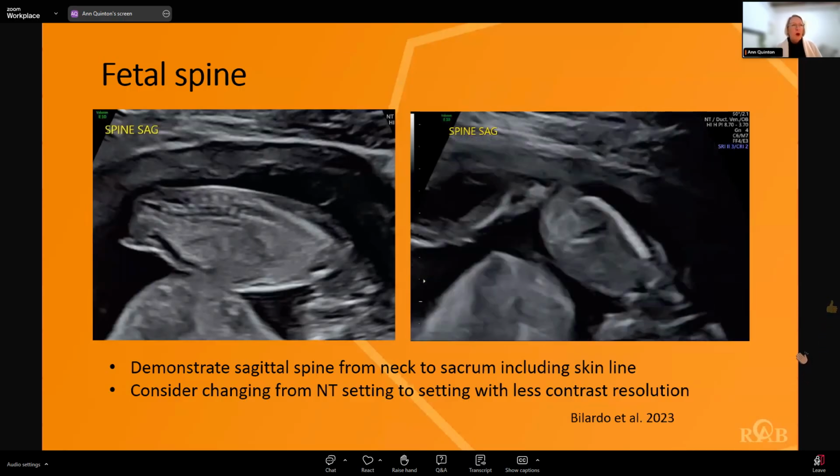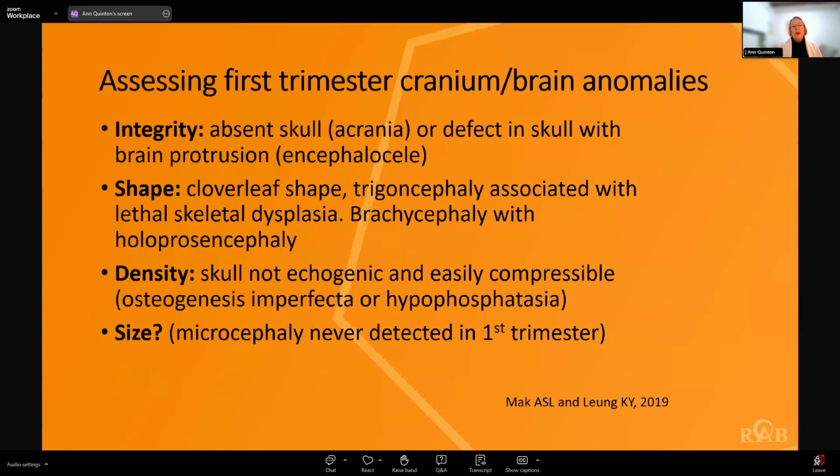So we'll move on to assessing first trimester cranium and brain anomalies. So I hope you're all with me here. It's a lot to take in. So throughout all 3 trimesters of pregnancy, thanks for the thumbs up, there's 4 things that we can look at. In the first trimester, there's only really 3 things that we can assess out of this list.